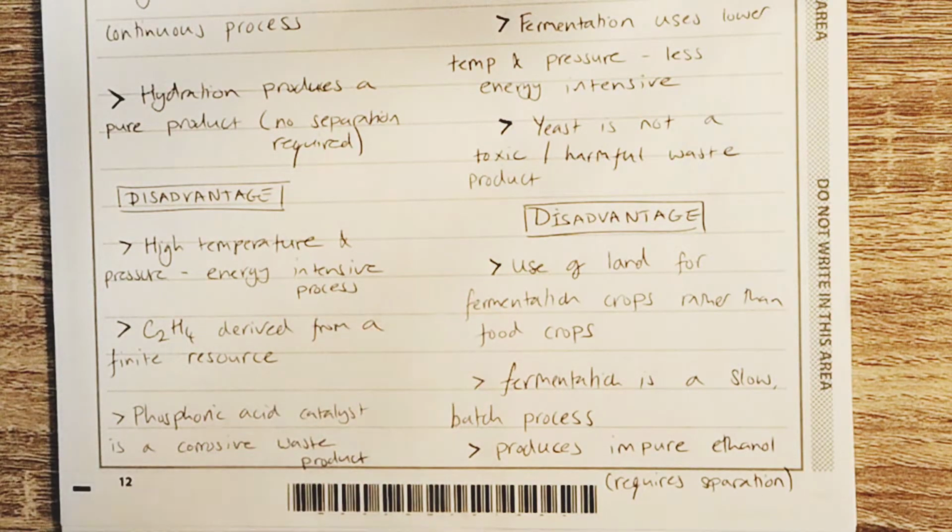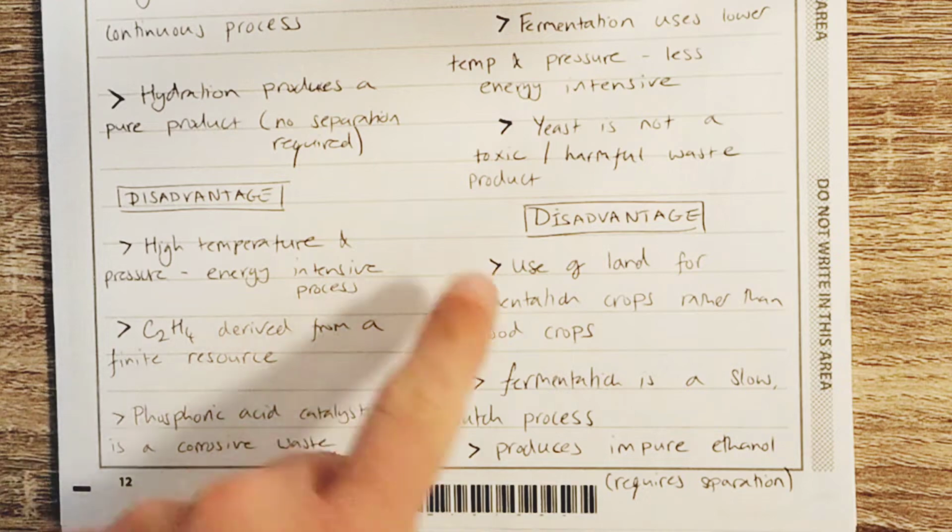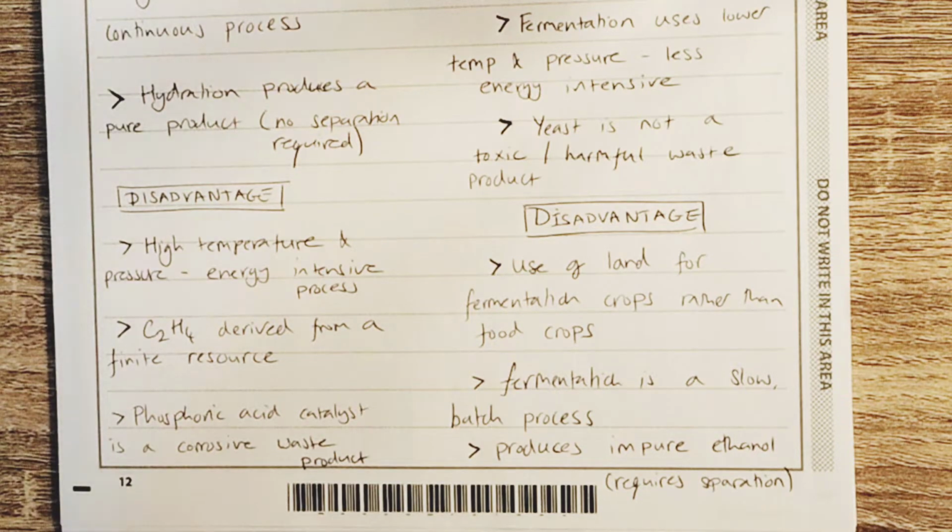The disadvantages of fermentation of glucose include that the use of land for the fermentation crop means that we're not using that land for food crops, for example, and that's going to be a problem if there are food concerns, particularly in LEDC countries. Fermentation is a slow batch process, and finally it produces an impure product of ethanol, which is a mixture with all the other various things as well, which will require some form of separation to get the ethanol out from the mixture.